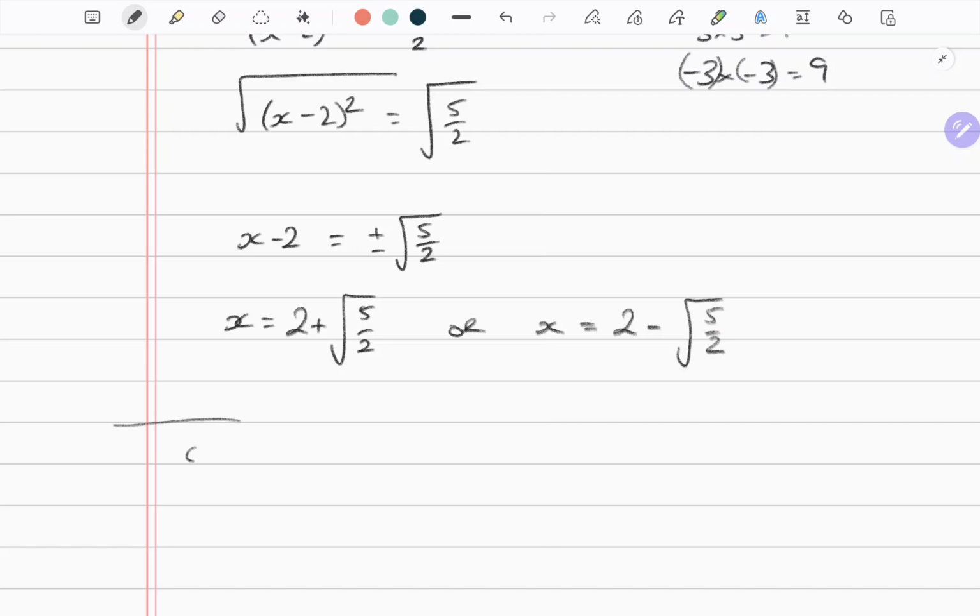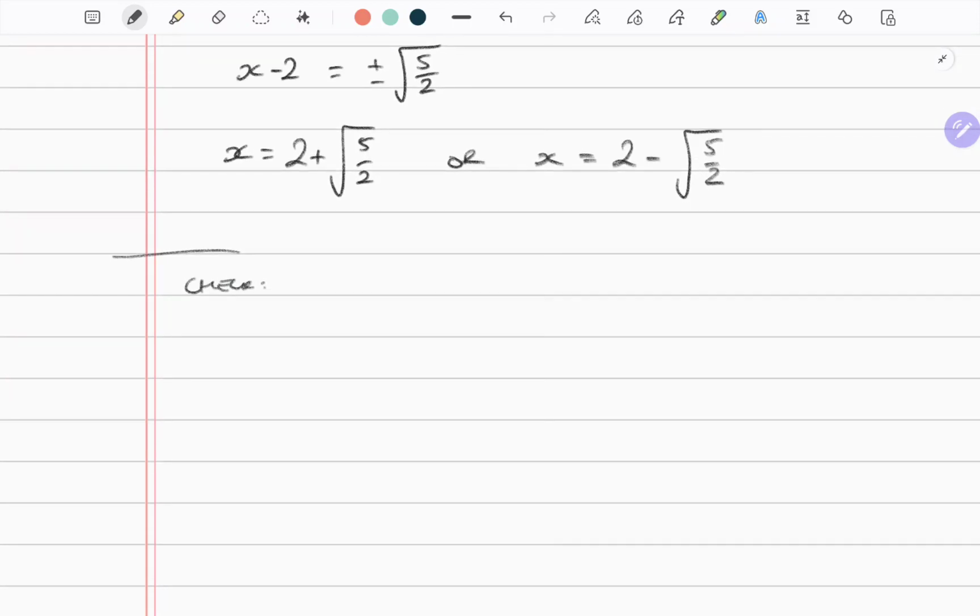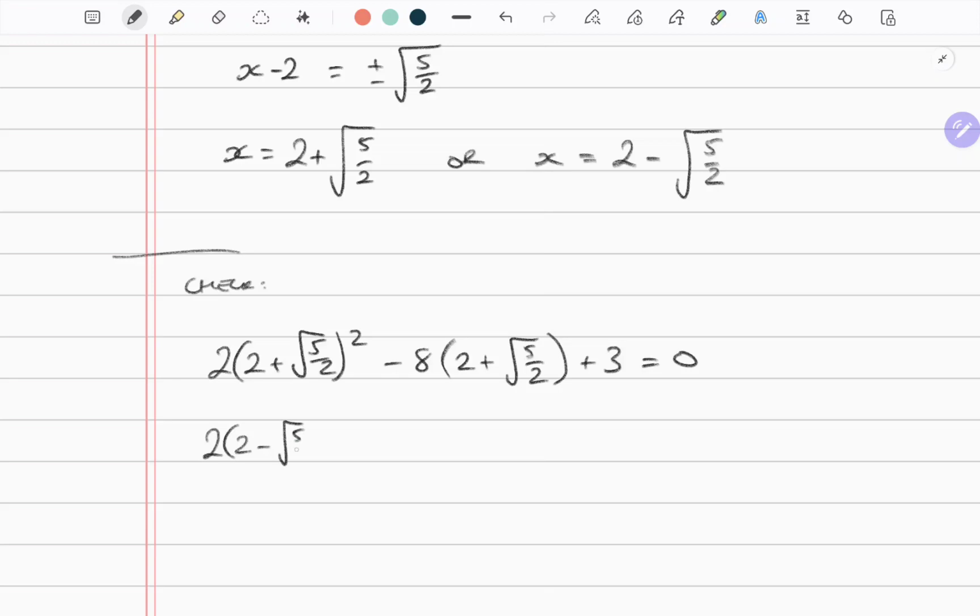And we can do a check here. We could say 2 times (2 plus the square root of 5 over 2) squared minus 8 times (2 plus the square root of 5 over 2) plus 3. I'm just going to put these values for x into our original quadratic equation. Bear with me while I write this all out. If you do that in the calculator, you'll see that it comes out to 0. And then the same thing here, but we're just changing those signs to a minus sign, with 2 minus the square root of 5 over 2, plus 3, and that will equal 0 also.